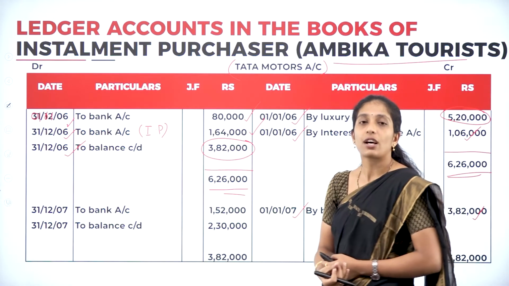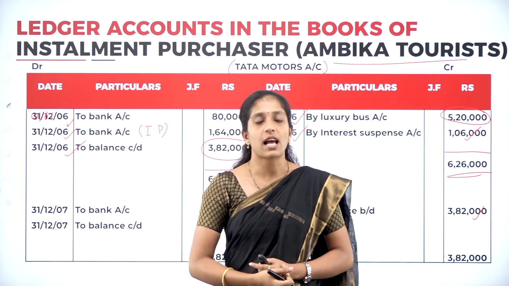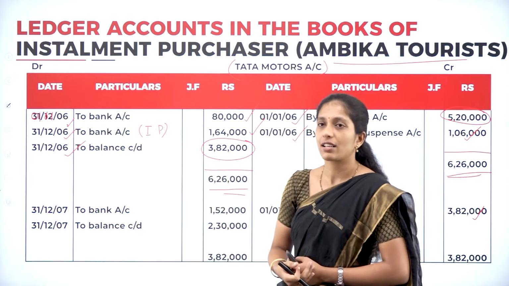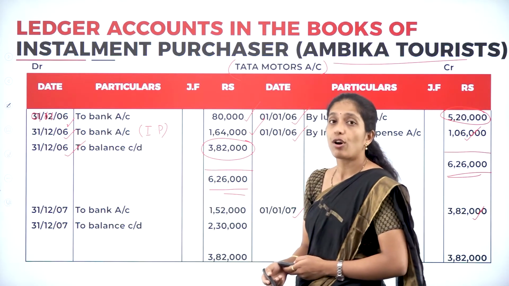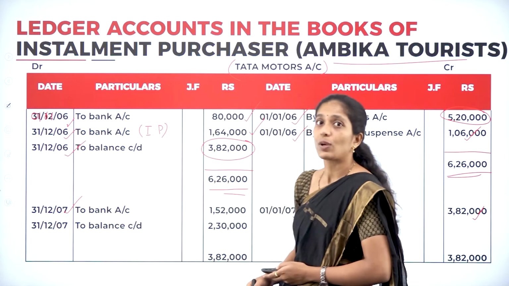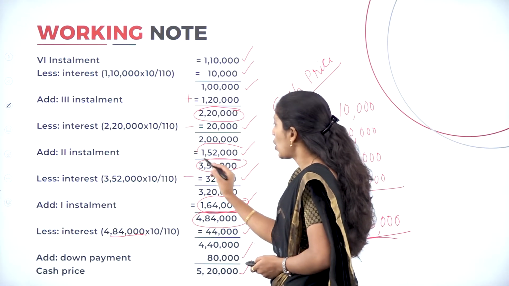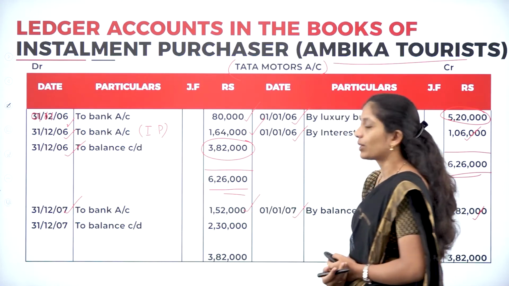So here your entry starts from interest due. Interest due you are not going to record in installment seller account. Next is for installment paid. So what is the entry? Installment seller account debit to bank account. That is at the end of that particular year, 31/12/07 to bank account. What is the second installment paid? Second installment is 1,52,000. So record that 1,52,000.